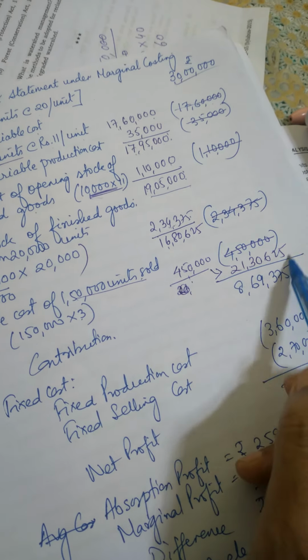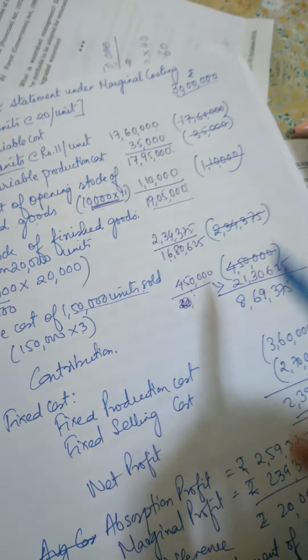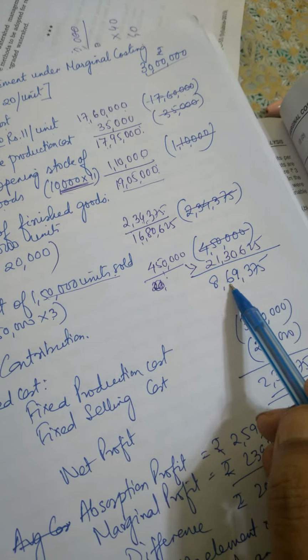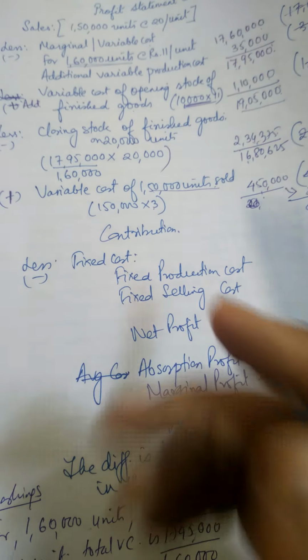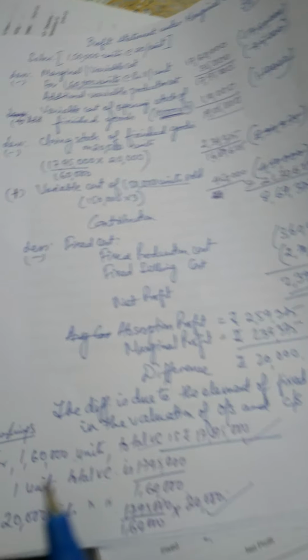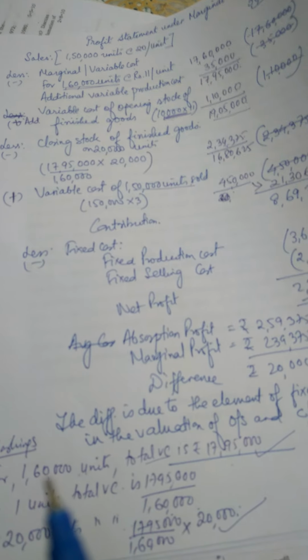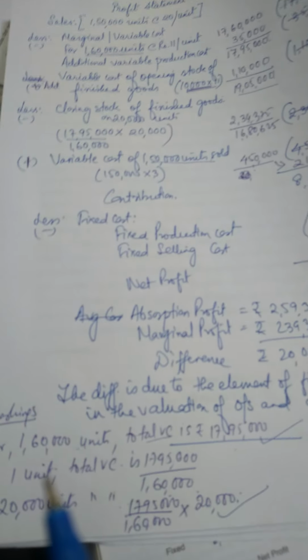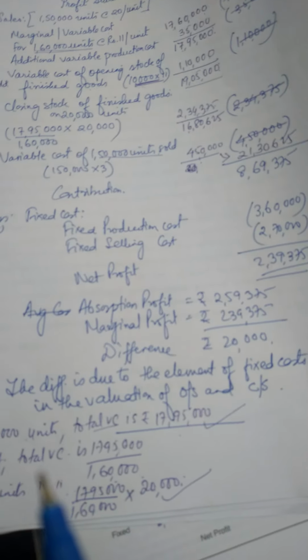Now this total you will subtract from sales. Then you will get contribution 8,69,375. From contribution, as usual, as given in the format I have given you, no? Sales minus variable cost is contribution. Contribution minus fixed cost is profit. So from contribution, you will deduct fixed cost.